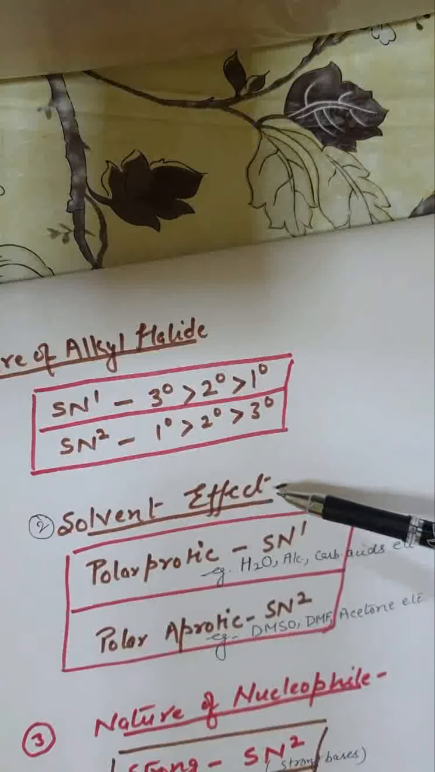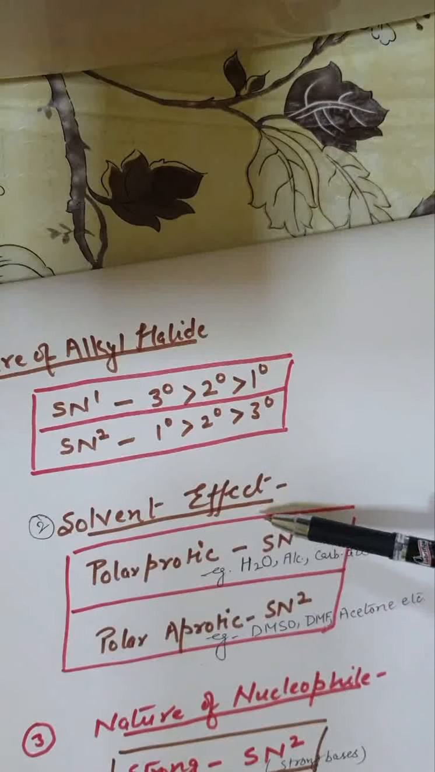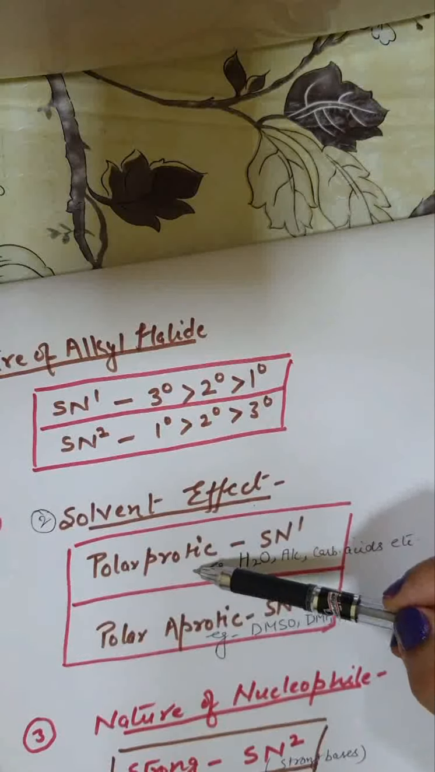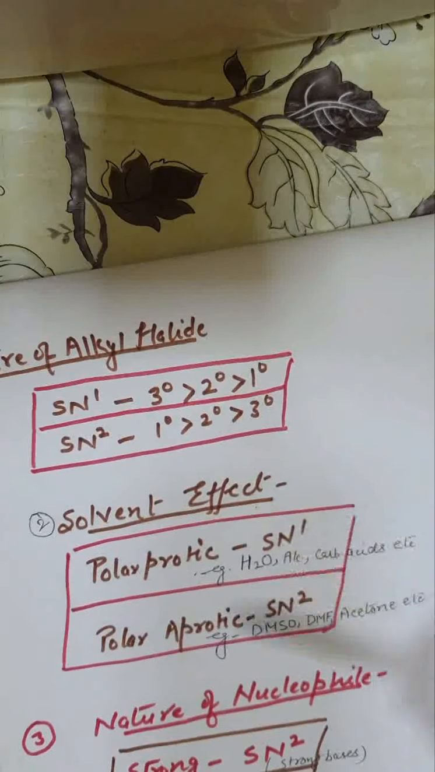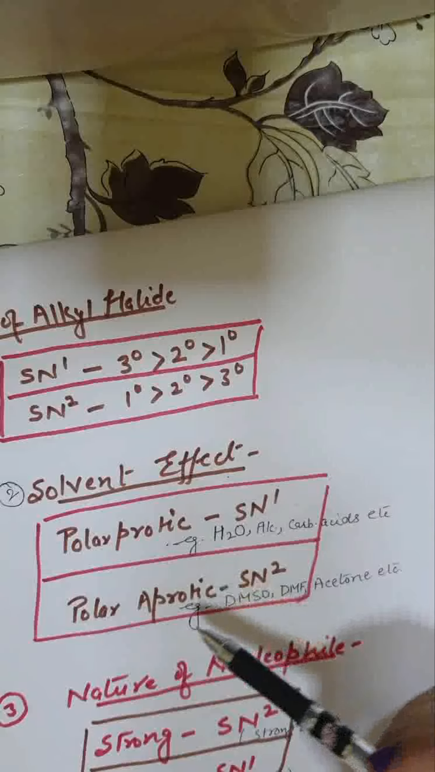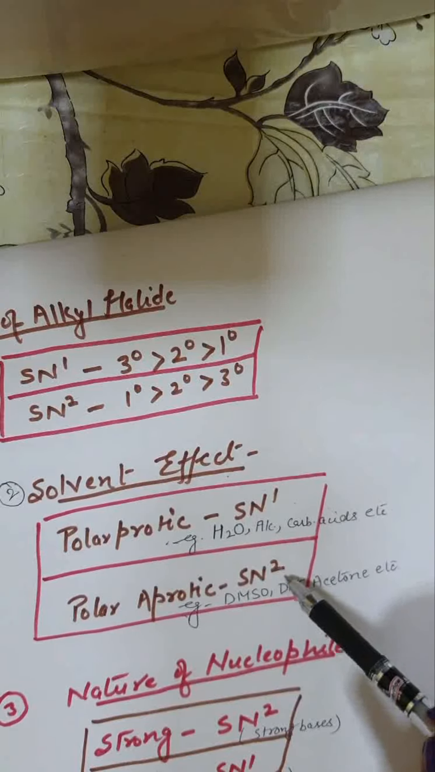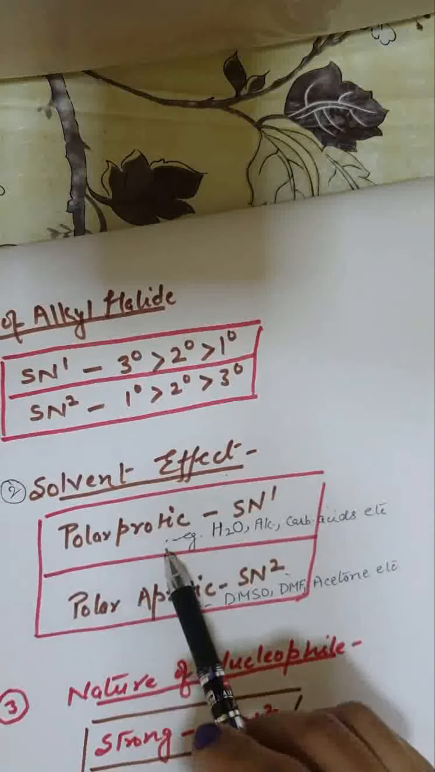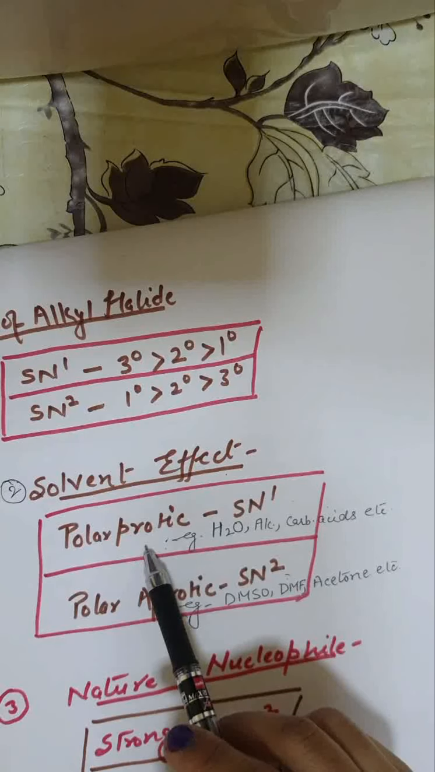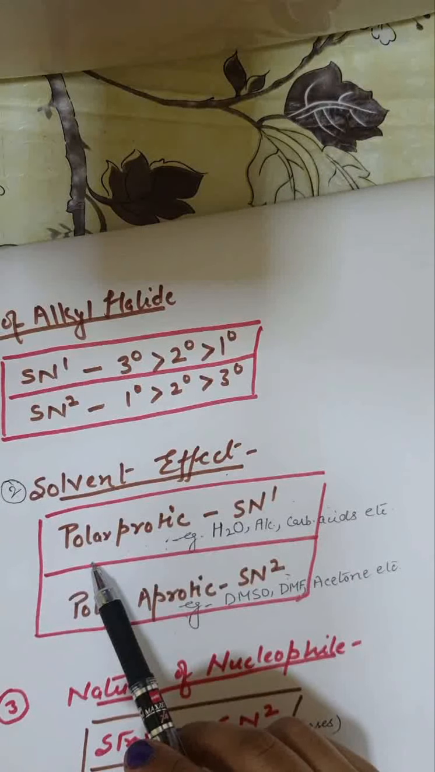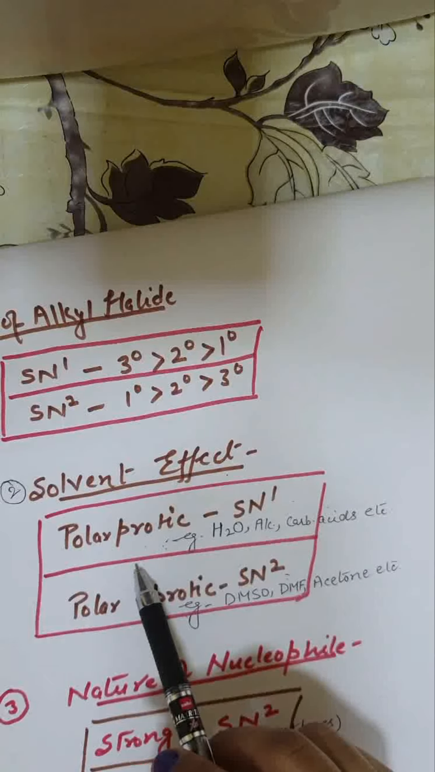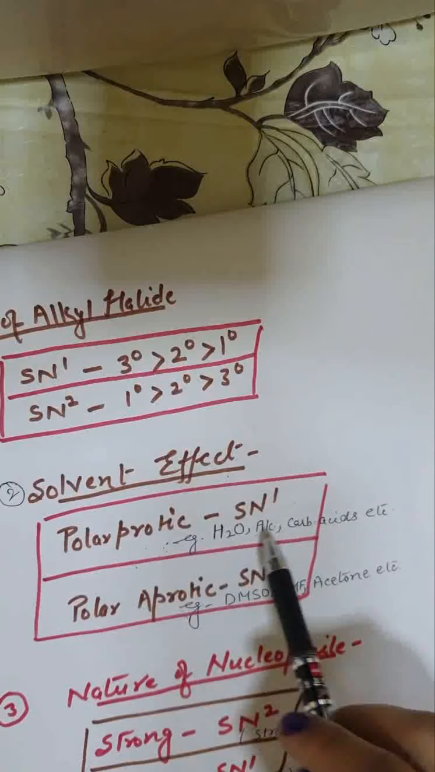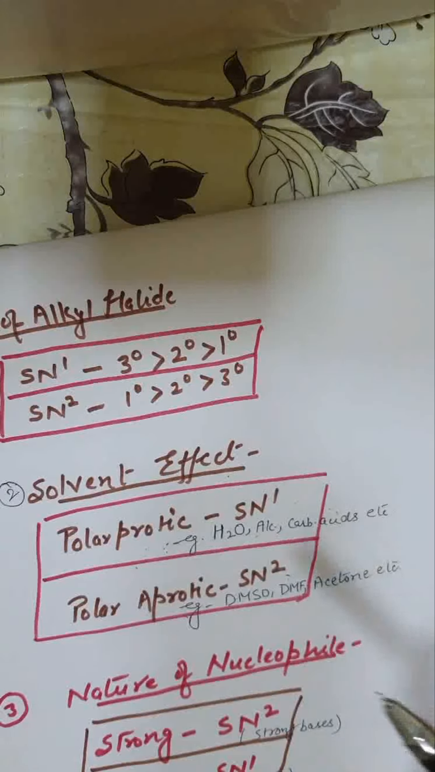So now come to the second factor. Second is the solvent effect. If the solvent is polar protic, then the reaction will be SN1. And if the solvent is polar aprotic, then the reaction will be SN2. What are polar protic solvents? Polar protic solvents are those solvents which have net dipole moments and have hydrogen atoms. Means they have the capability of forming hydrogen bonds, like water, alcohol, carboxylic acids, etc.